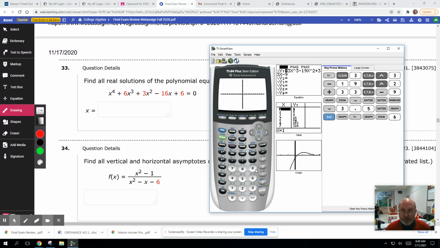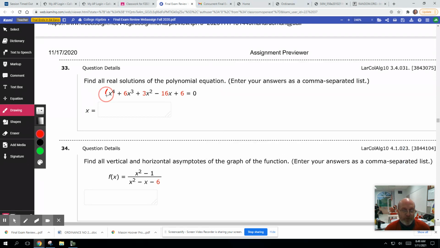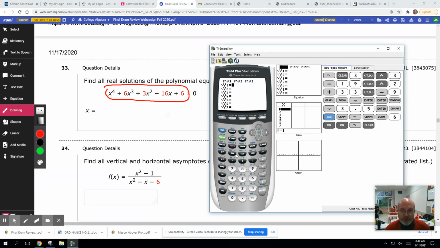First thing I'm going to do is zoom 6 to get this window back to normal. While it's trying to graph, I can hit on and it'll stop. Okay, so now we're going to y equals, clear that one out, and enter this in the calculator. So I'm going to have x to the fourth plus 6x cubed plus 3x squared minus 16x plus 6. I'm going to graph that.